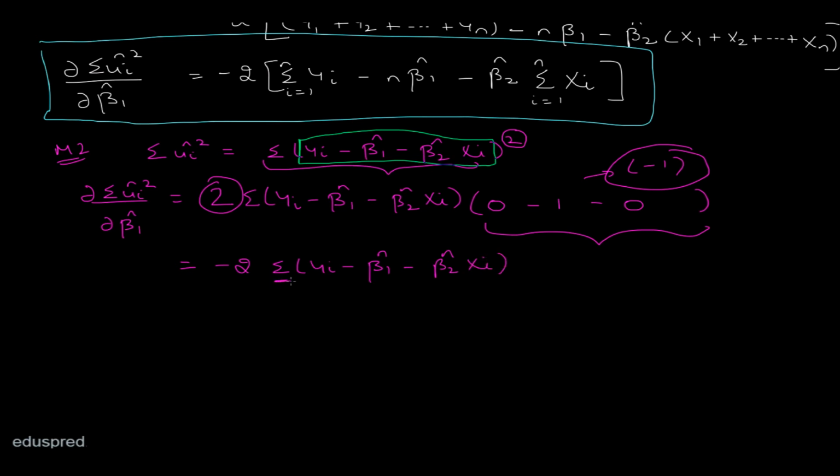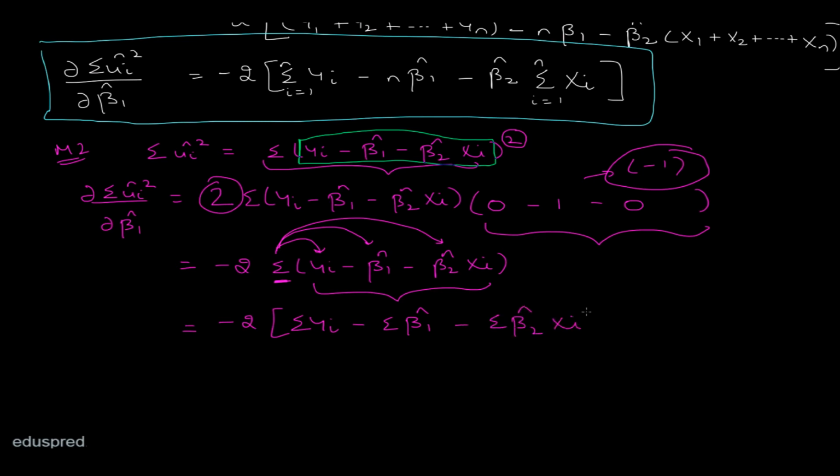So this is minus 2 summation yi minus beta 1 hat minus beta 2 hat xi. Now see, we have a summation sign over here which is going from i equal to 1 to n, and there are 3 terms in this bracket. So now we are going to apply this summation sign on these 3 terms one by one. So this is equal to minus 2 summation of yi minus summation of beta 1 hat minus summation of beta 2 hat xi. Now note that this is not the final expression. There is one last thing that you need to do over here.